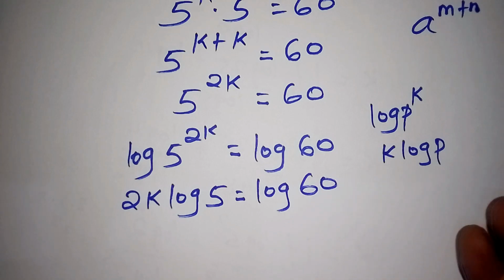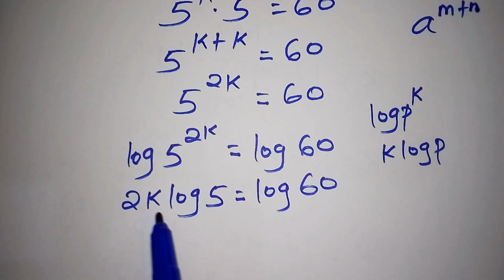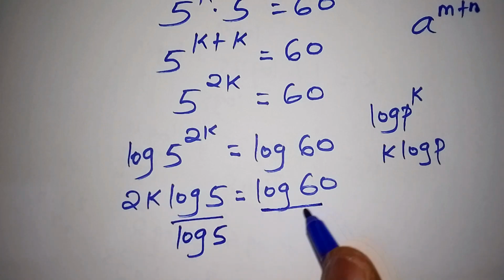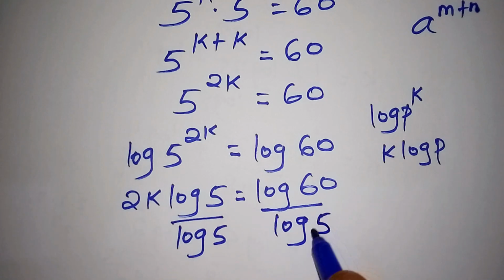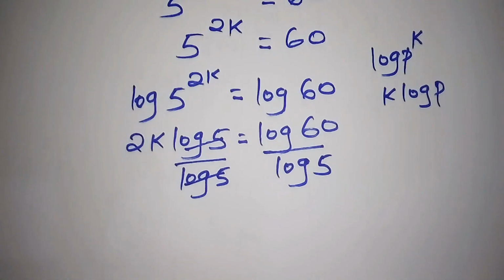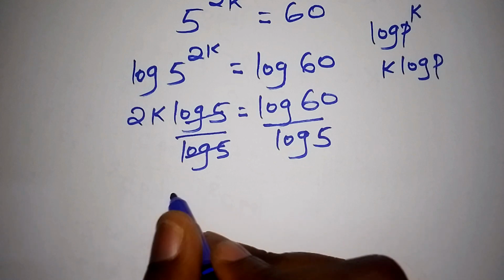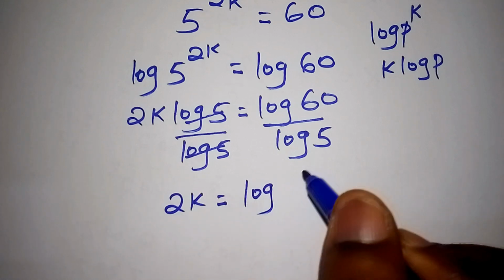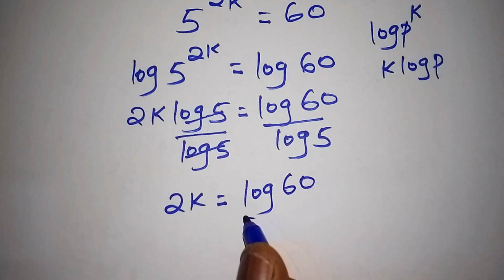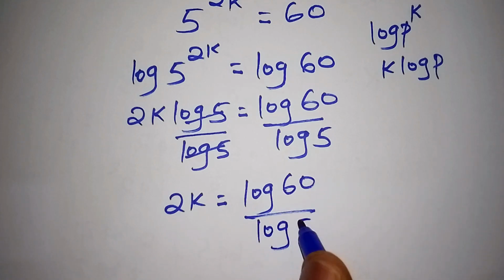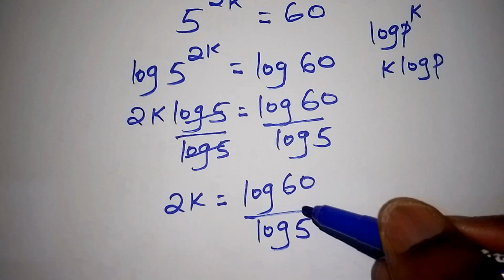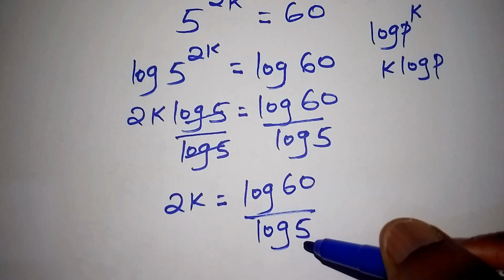From here we want to remain with 2k, so we shall divide both sides by the log of 5. That is to say, log 5 and log 5 cancel. So now we have 2k is equal to log 60 all over the log of 5. From here we are forced to work out log 60 by the log of 5.